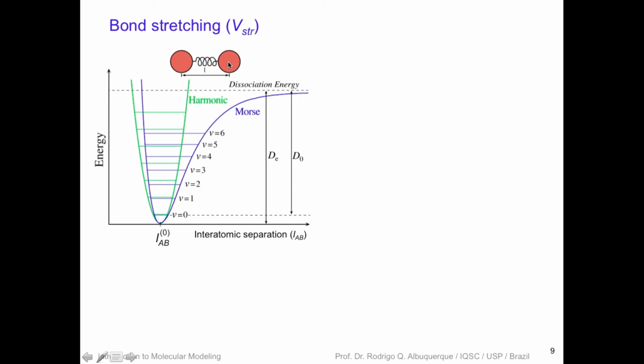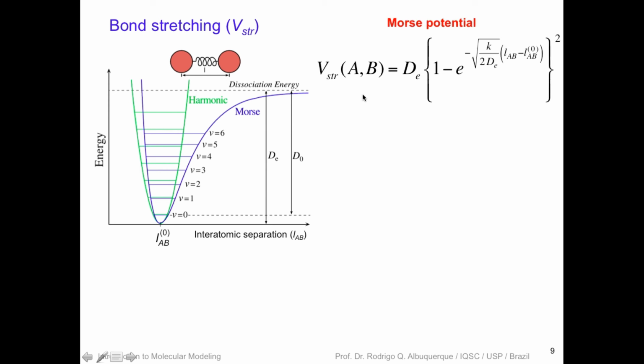Let's consider two atoms bound to each other through a spring. It's shown here. The behavior of the potential energy when you change the bond distance between two atoms is shown here by the blue curve, which is a Morse potential, a very precise description of what happens in reality. The Morse potential is given by this equation, where you have three parameters.